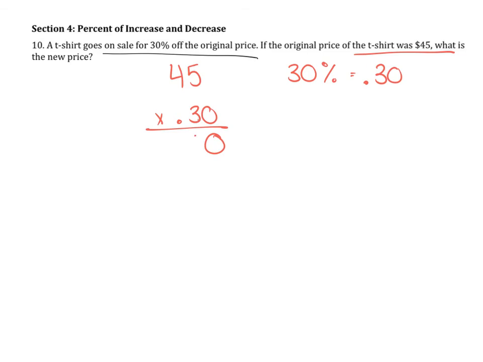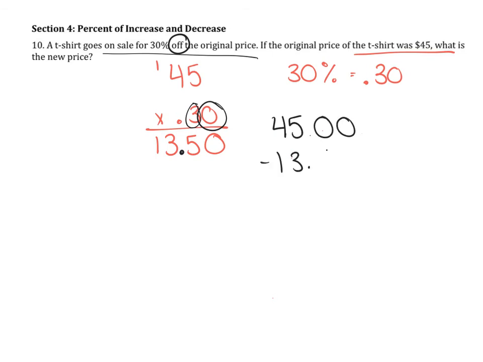And then 3 times 5 is 15. 4 times 3 is 12. Plus that 1 is 13. So you have 2 placeholders, 1, 2. So you need 2 in your answer. But $13.50 is how much it's on sale. So it's off the original price. So we have to do the $45 minus $13.50. So we have to think about that.